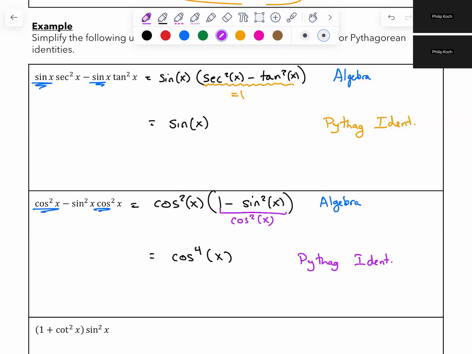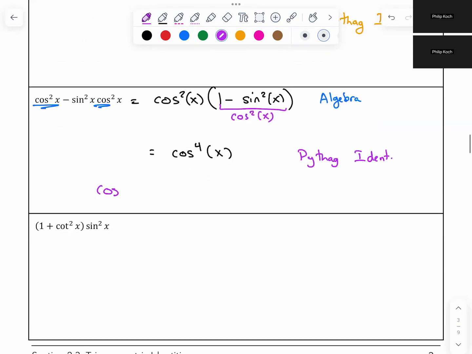Is a test question with 2 cosine squared x incorrect? Yes. That's the difference between cosine squared of x plus cosine squared of x, which is 2 cosine squared of x. But cosine squared times cosine squared is cosine to the fourth.